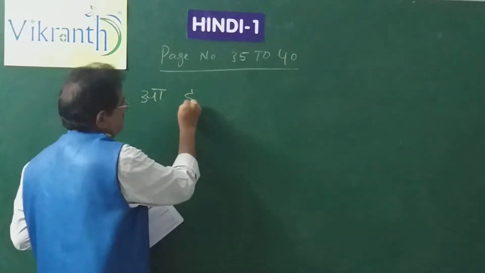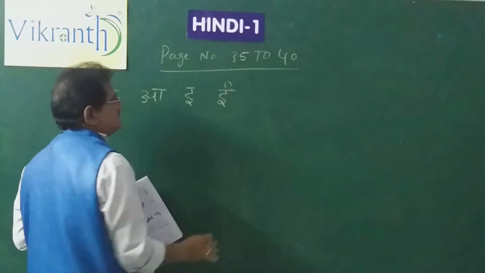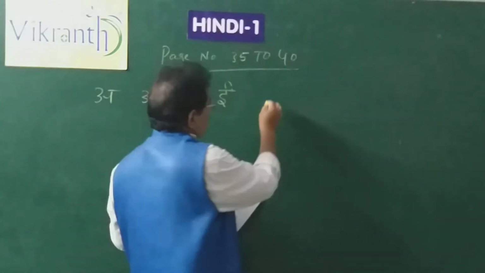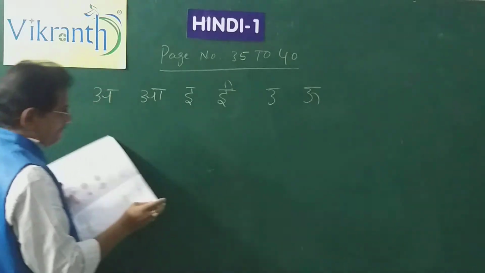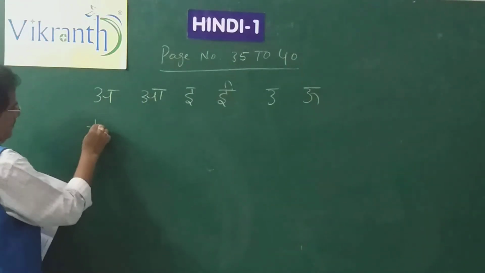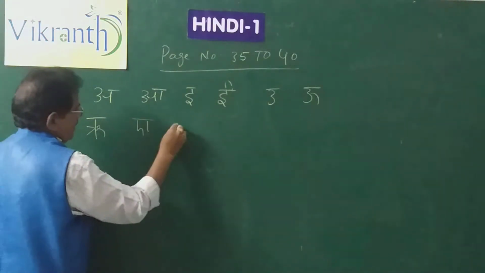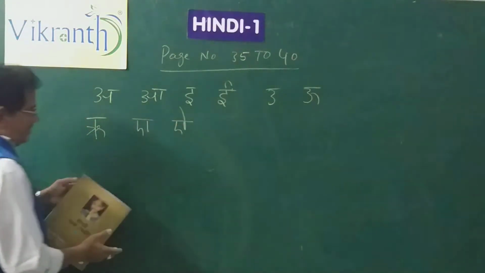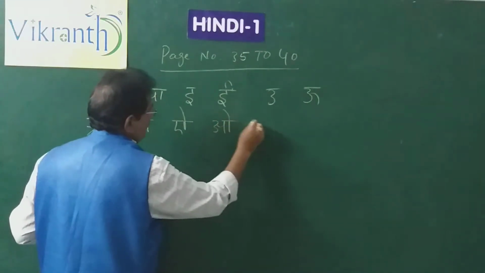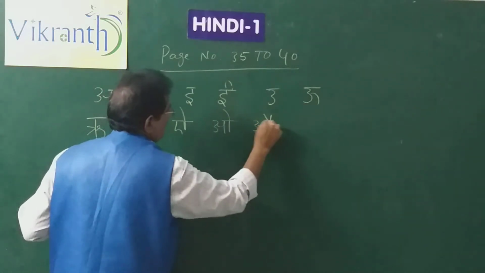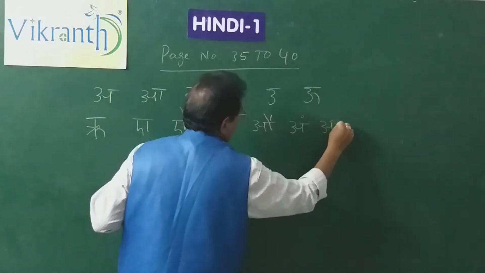Next, E is given. What is E? How do you write it? Like this. E. U. Ru is given there already. A. I is not given. There is an empty box there. O. Au.